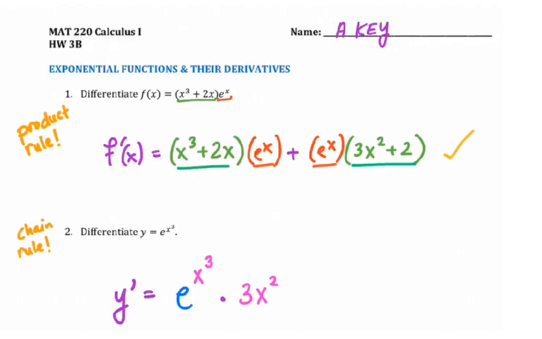All right. The second one really was a chain rule. So the derivative of e to a power is e to that same power times the derivative of the power. So hopefully you all got e to the x cubed times 3x squared for problem number 2.